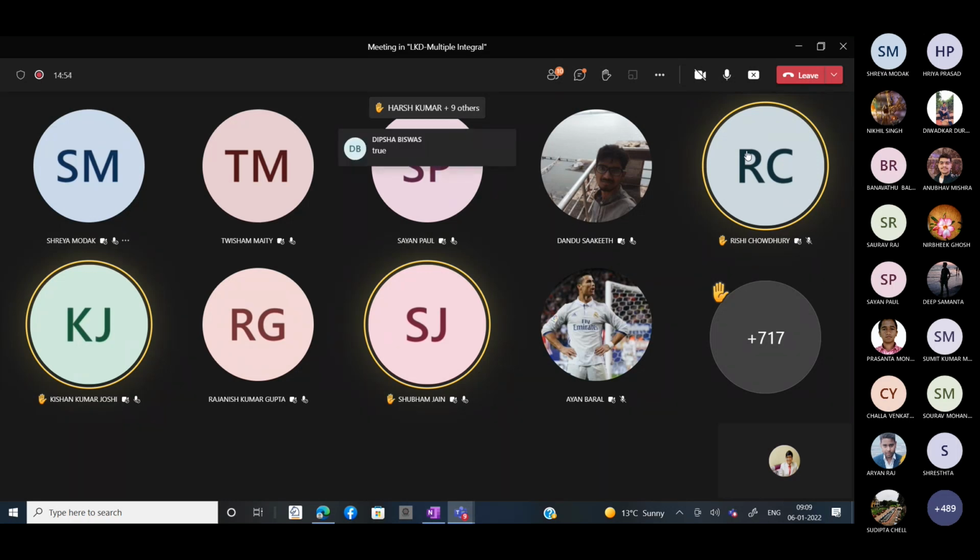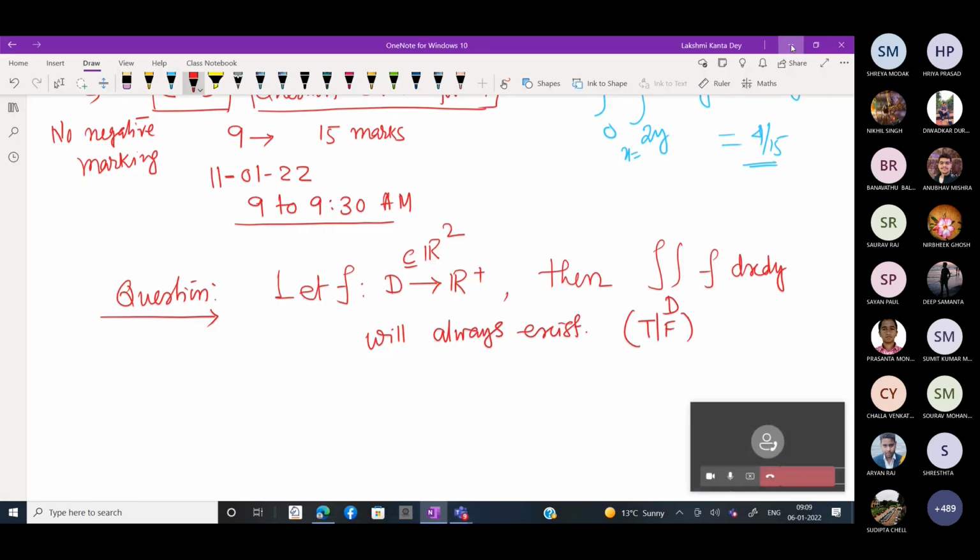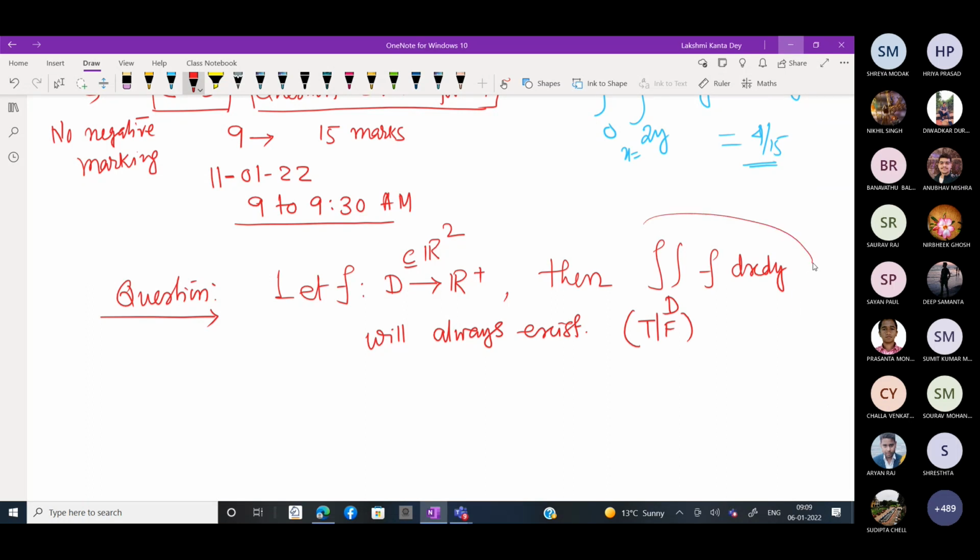Sir, false. Because iterative integrals might exist, but their values may not be equal to each other. So the double integral will not always exist. Yes, you are correct. It is false. So, sir, there may be different kinds of functions where f is not integrable, right? So it is a very easy question.